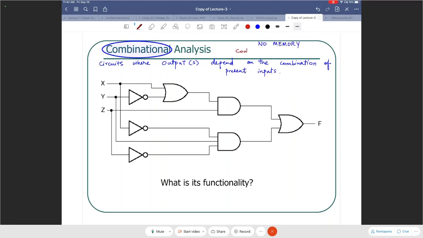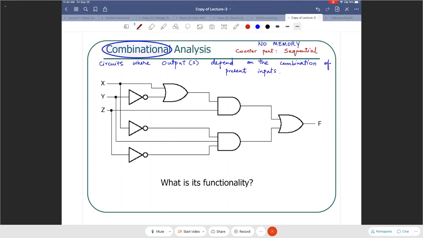Its opposite or its counterpart is sequential circuits. Sequential circuits are circuits which have memory. That is later in the course. But right now we are looking at combinational analysis.